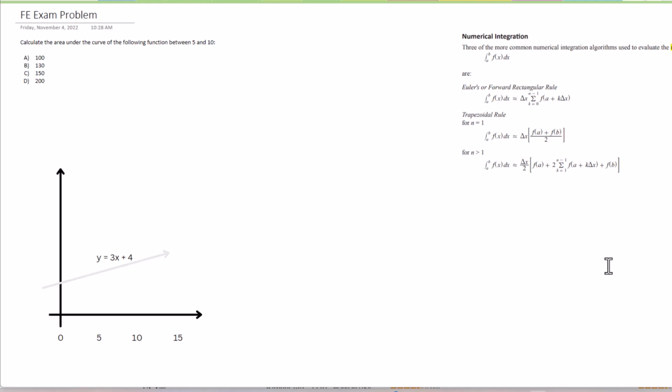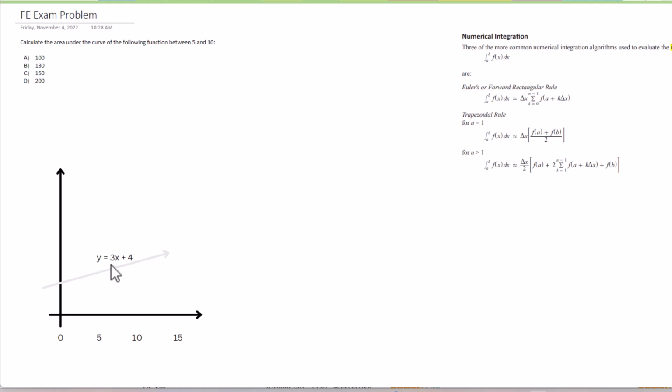Okay, let's dive into this problem here. So the problem statement is: calculate the area under the curve of the following function between 5 and 10. Whenever you get a problem that states area under the curve, that's essentially code for taking an integral, and in this case, more specifically, a definite integral.